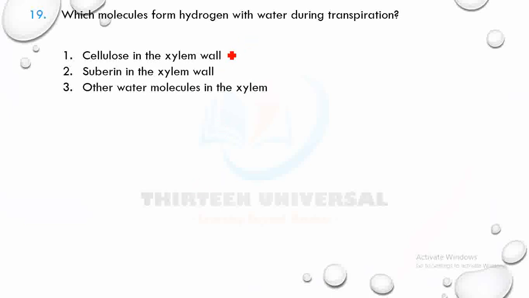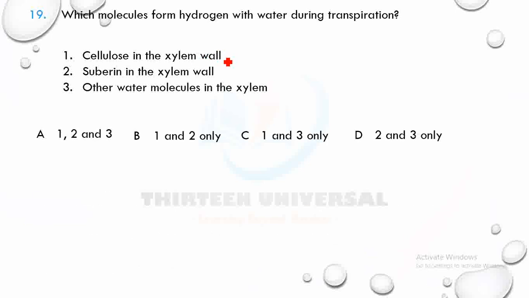Cellulose in the xylem wall, is it correct? Which one? Pause the video and try it. Pause the video, guys. Cellulose in the xylem wall, yes. Suberin, no. Other water molecules, yes. So this is adhesion, this is cohesion. Cohesion, adhesion. Is that okay? So it's 1 and 3.